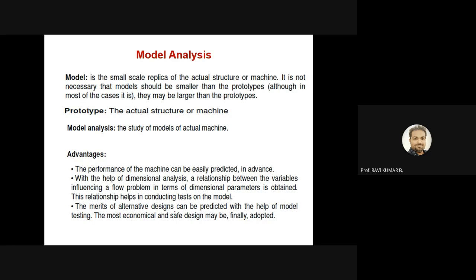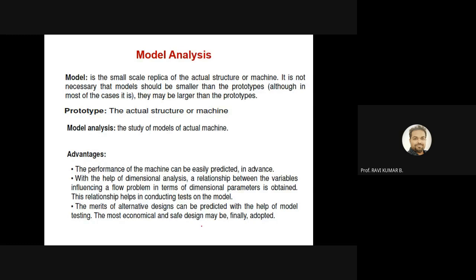The third point is that the merits of alternative designs can be predicted with the help of model testing, so the most economical and safe design may finally be adopted. You can do n number of repetitions with the smaller size model. If you use the actual size, it will not be cost-effective, and fabricating such a big experimental setup is also very difficult. That's why we always go for smaller scale model testing.